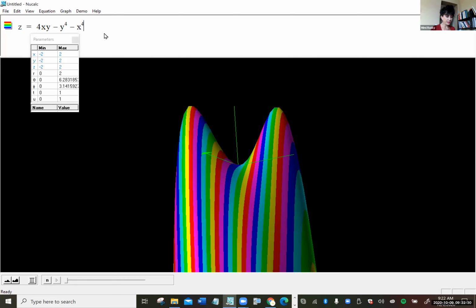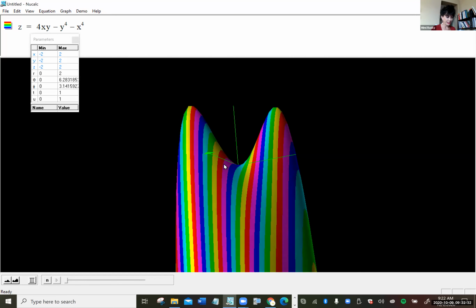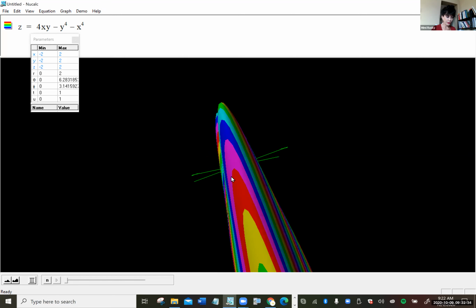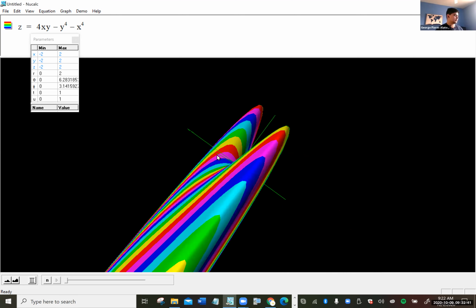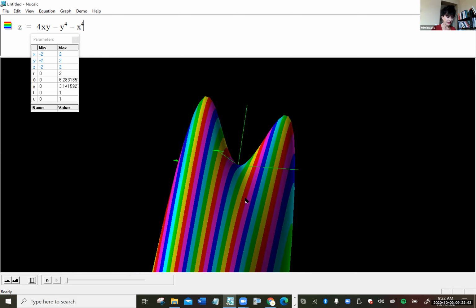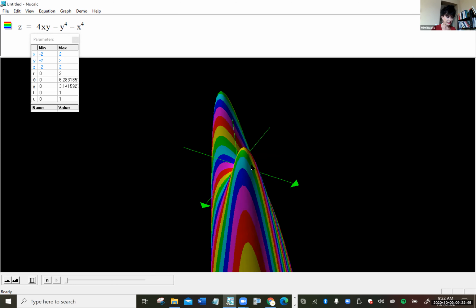But let's just see what this puppy looks like. Ooh, wow, that's kind of cool. Can everybody see that we have a saddle point right there at (0, 0, 0)? Yes. And you see how we have two relative maximums there? Yeah, that looks like it's about right.